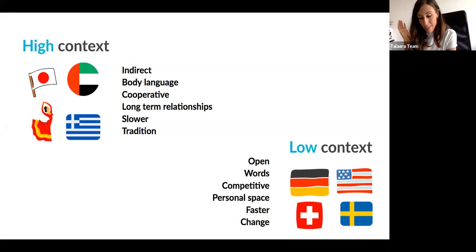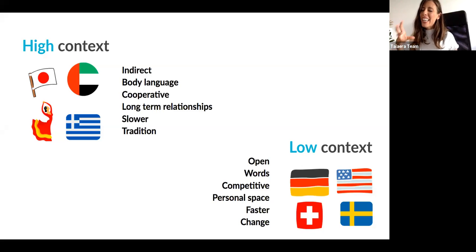But countries are divided into high context countries and low context. This is a continuum. It's not A or B. But we can see that the tendencies go towards high context countries and low context. What does this mean? High context, like Japan or a lot of countries in Asia, some Arab countries, Spain, Greece. In these areas, communication is a little bit more indirect. People use a lot of body language. Everyone's more cooperative. Let's all be in the same boat. This is interesting for all of us.